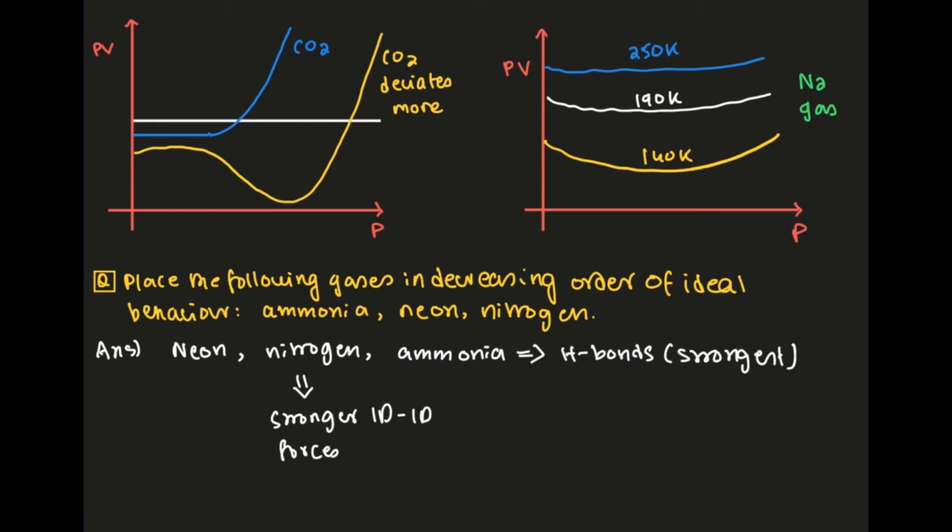Now we're going to be taking a look at a few examples of real gases that we see around us: carbon dioxide, nitrogen, ammonia, neon, all these gases. And under what conditions are they ideal, and we're going to compare them to each other as well. So we're just going to be looking at a few examples. This white line over here refers to an ideal gas.